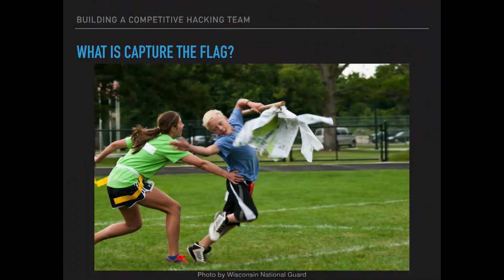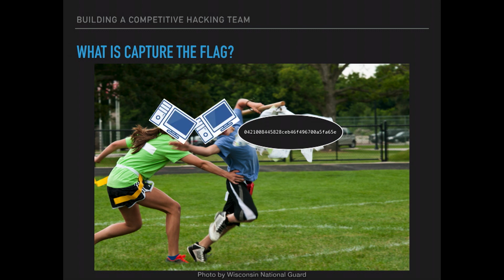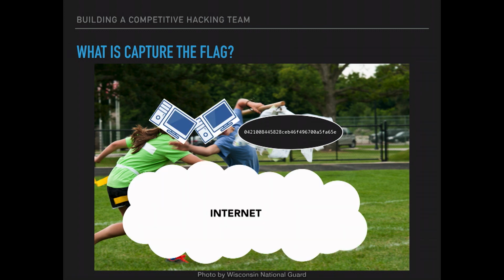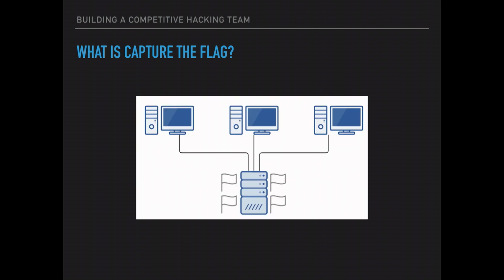So it's actually really simple. If you're familiar with the playground game, it's exactly the same. The only difference is now the flags are digital, and you play it on computers. And there's no running around, and there's no fields or anything. It's all on the internet. OK, so it's not exactly the same, but it's still really simple.